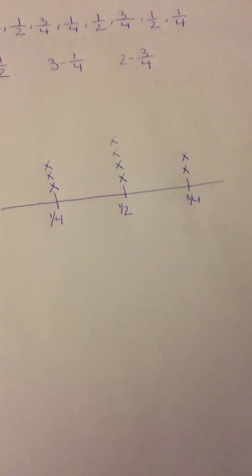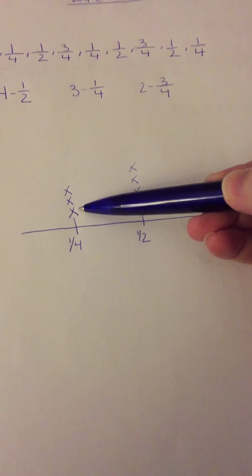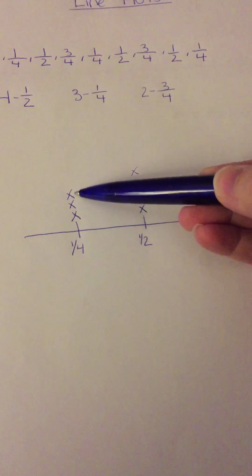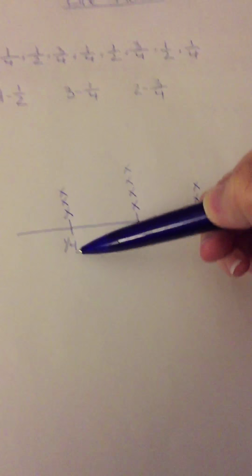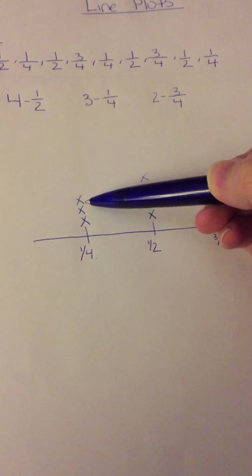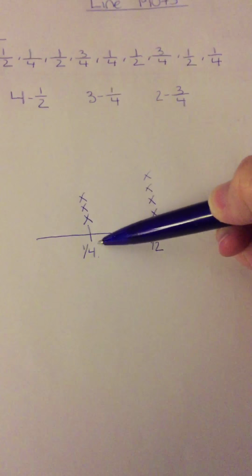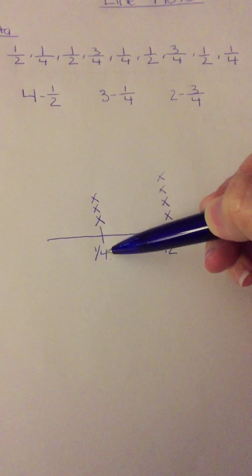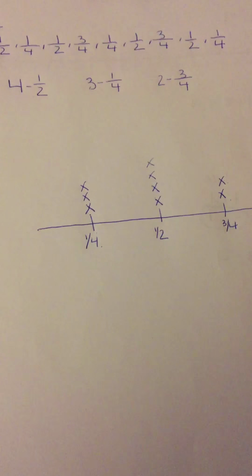You might also be asked to find what would be the total numbers of all of the data points for 1/4. For example, if this was in inches, I might ask you, what is the total length of all of the objects that were 1/4 of an inch? Well, you would know I have 3 objects that were 1/4 of an inch. So I could take 1/4 times 3, and I could get 3/4 as my total.